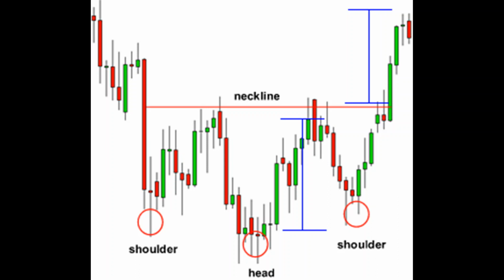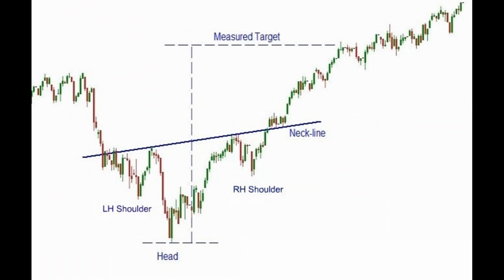The pattern is considered complete once the price of the asset breaks above the neckline, or resistance line. Traditionally, a long position should be entered when the price moves above the neckline, and a stop-loss order should be placed below the low point of the right shoulder.